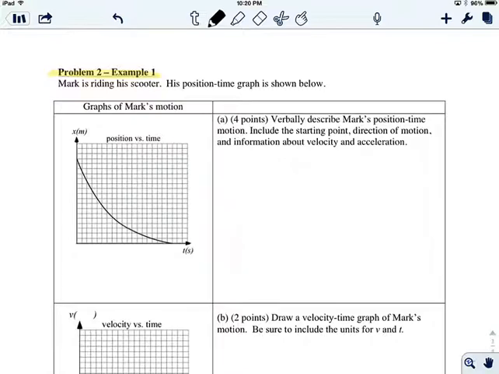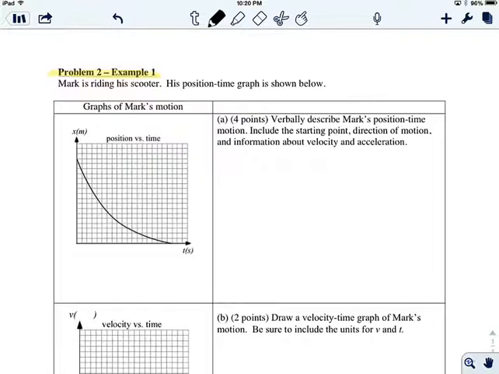Okay, so here's what we're going to start off with. We say Mark is riding his scooter. His position versus time graph is shown below. The gist of this is that it's asking you to look at this position versus time graph, and then you need to be able to get a lot of information from it. We reviewed this kind of stuff earlier, so let's review what we should look at. A really great idea is just to read the question.